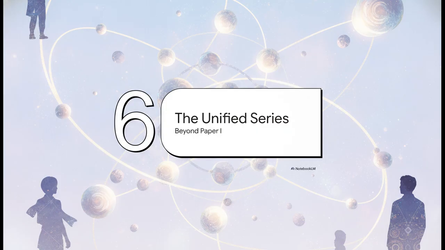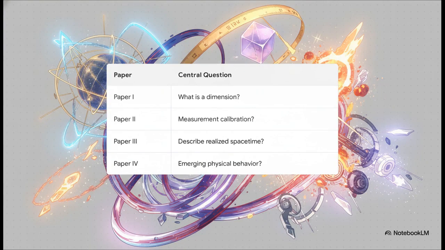Section 6, the Unified Dimension Series. So here is the logical progression for the rest of the series. We just covered paper I, answering, what is a realized dimension? And that sets the stage perfectly for paper 2, which asks, compared to what universal calibration condition should these realized dimensions actually be measured? After that, paper 3 explores how realized spacetime itself should be described, and paper 4 finally tackles what physical behavior emerges from that realized spacetime. It literally builds block by block.